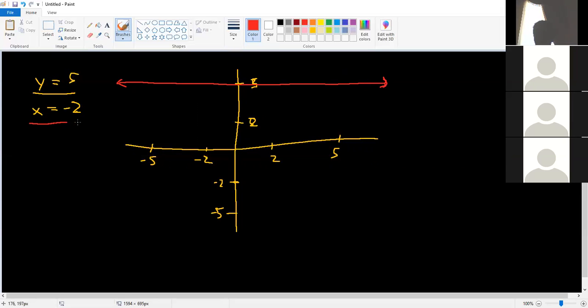Okay, what about x equals -2? I put a vertical line on -2 on the x-axis. So any value that you plug in for y, x is still going to be equal to -2. So what's the point where both of these intersect? This point right here, what is it? -2, 5. Thank you. So we're given a vertical line and a horizontal line, and we found where they intersected at -2, 5, x coordinate and y coordinate.